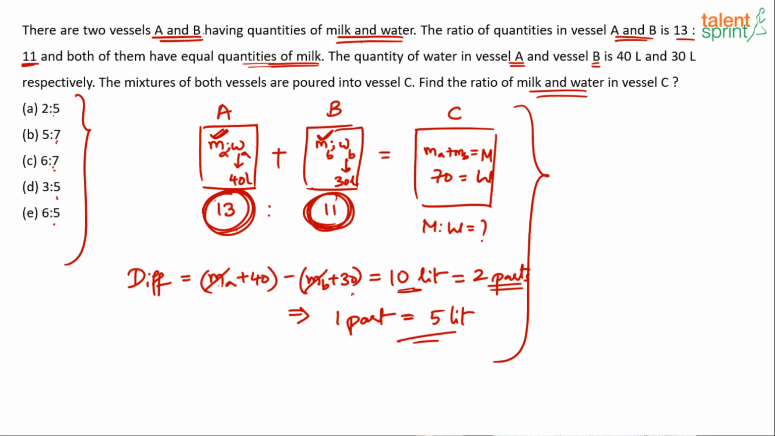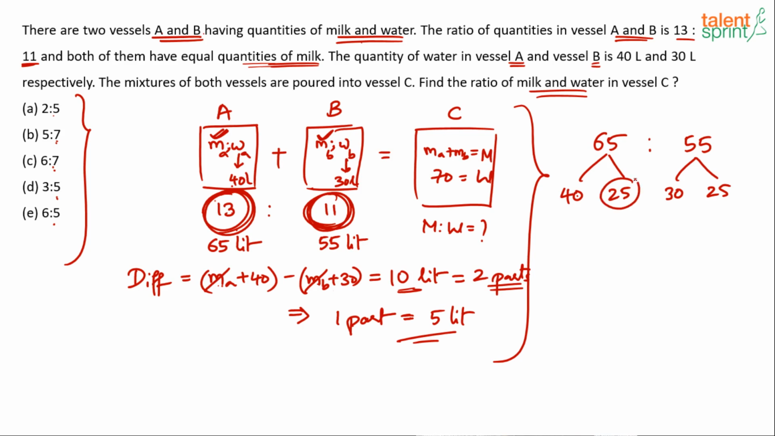The moment I know one part is equal to 5 liters, this 13 parts will be 65 liters. And this 11 parts will be 55 liters. Now try see. We know that 65 liters and 55 liters are the actual quantities. This is not the ratio. Now these are actual quantities. Out of 65, if you look at milk and water, water is 40 we know. So obviously remaining 25 is milk. Out of this 55, water is 30 we know. 30 liters water, 40 liters water. So obviously remaining 25 is milk. And our condition is also satisfied. See, milk and milk have to be equal. 25 and 25. Water is 30 and 40. Or 40 and 30 respectively.